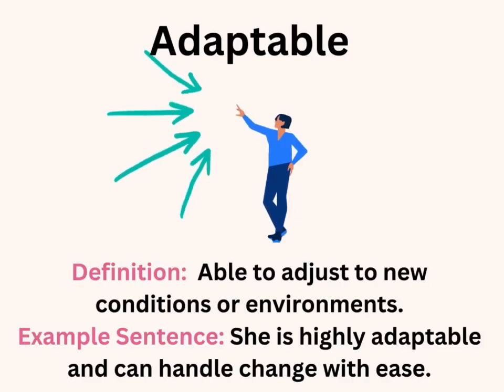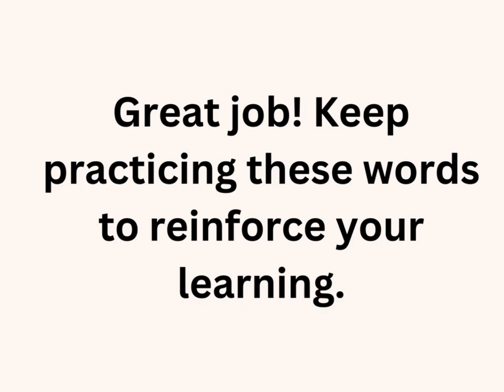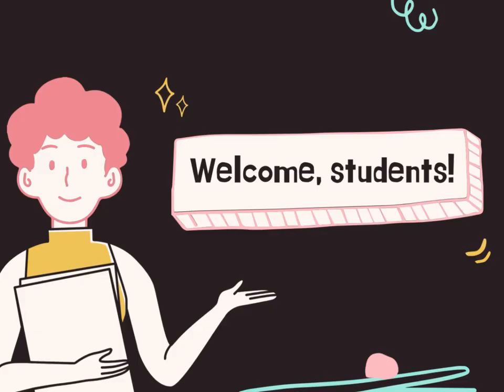Word. Adaptable. Definition: able to adjust to new conditions or environments. Example sentence: she is highly adaptable and can handle change with ease. Great job! Keep practicing these words to reinforce your learning. Try to use these words in your conversations today.